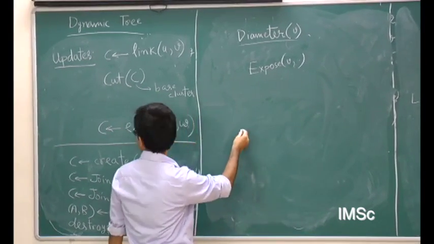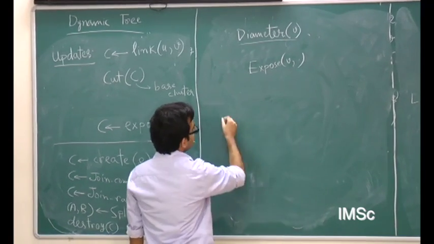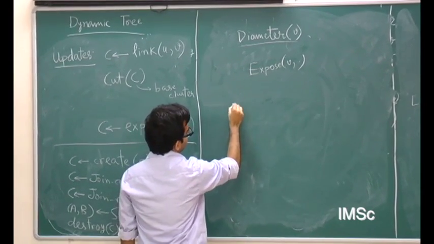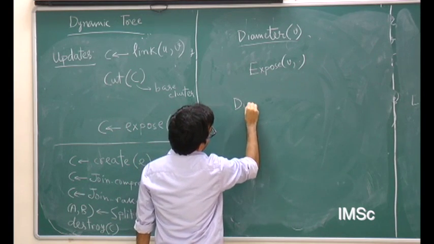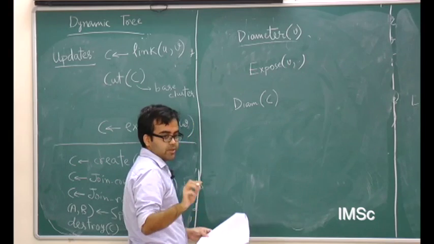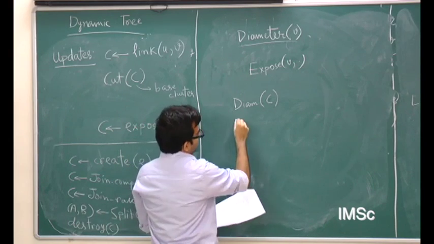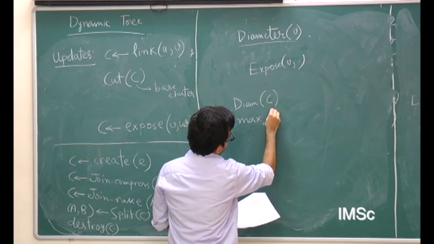Keep the longest path, keep the path between the boundary vertex. Yes. So, basically for each cluster you store two fields. One is diameter of C. This is the diameter of C. The other one is, actually you store three fields.